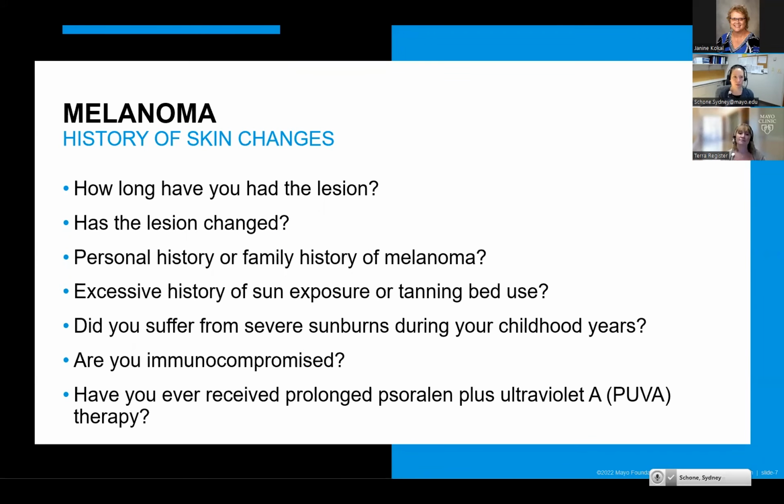So we're moving on to clinical features. When you have a skin lesion, questions that you can ask yourself are: How long have you had the lesion? Since you've had it, has it changed? Do you have a personal history or family history of melanoma? Have you had an excessive history of sun exposure or tanning bed use? Have you ever suffered from severe burns in your childhood years? Are you immunocompromised, or have you ever received ultraviolet therapy? Ultraviolet therapy is usually given to people with skin disorders such as psoriasis.